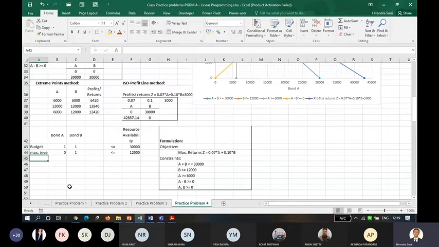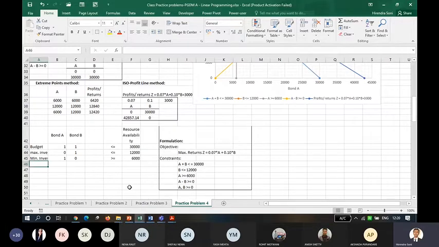Now second is minimum investment in bond A. मिनिमम इन्वेस्टमेंट इन बॉन्ड ए, तो यहाँ पर ए के लिए कोएफिशिएंट वुड बी 1, बी के लिए इट इज 0, एंड इनइक्वालिटी साइन इज ग्रेटर देन और इक्वल टू, एंड दिस इज 6000. फाइन.